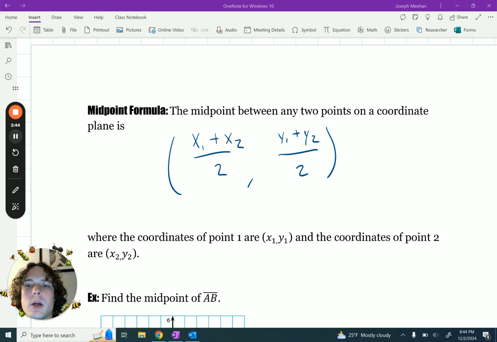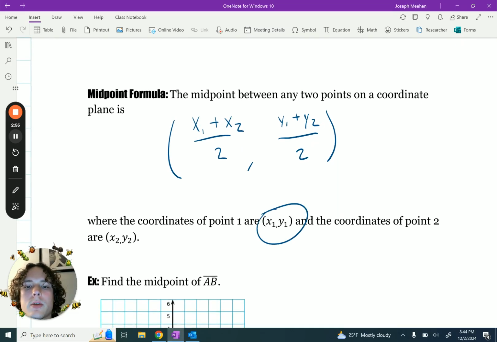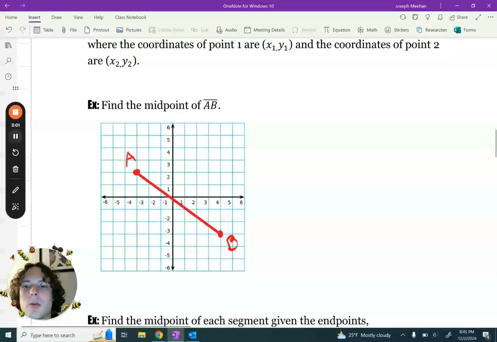Whenever you're trying to find the midpoint of a segment or 2 points that create a segment, all you do is plug the points into this formula, and then you get the midpoint of that line. Here the coordinates of point 1 are x1, y1, and the coordinates of point 2 are x2, y2, and you plug those in. This will make more sense when we do this example.